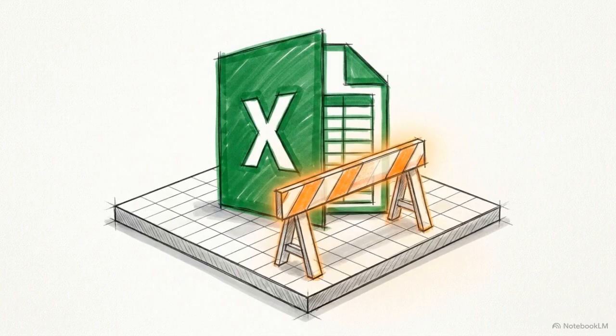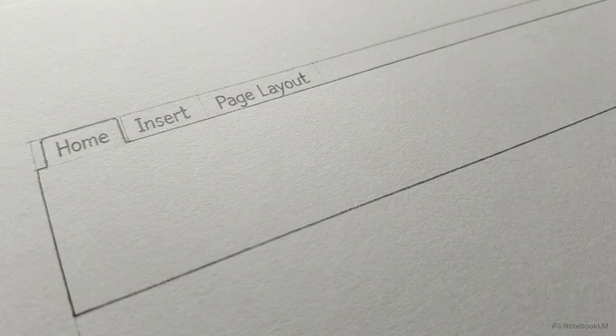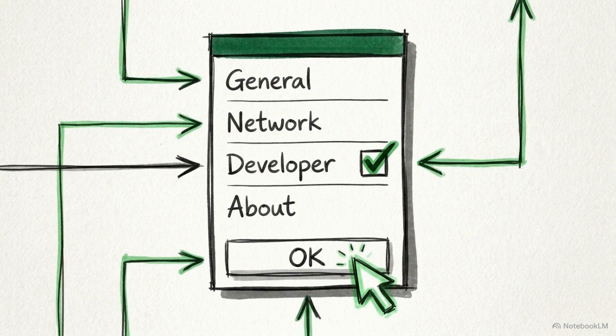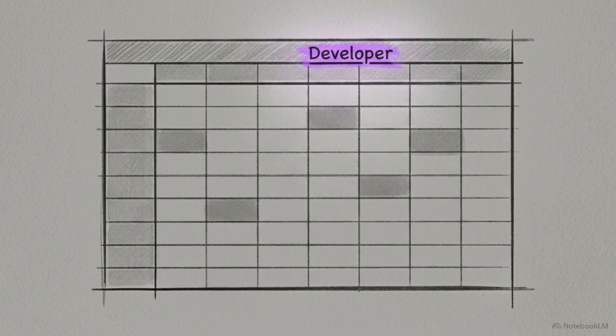To get started, we have to bypass an initial roadblock. The tools required for custom automation are hidden by default to keep the interface simple for new users. Move your mouse up to the main top ribbon, right-click anywhere in the empty space, and select Customize the ribbon from the drop-down menu. In the window that pops up, look at the list on the right. Find the box labeled Developer, check it, and click OK. Exposing this tab gives you the interface needed to write and run custom scripts directly within your workbook.